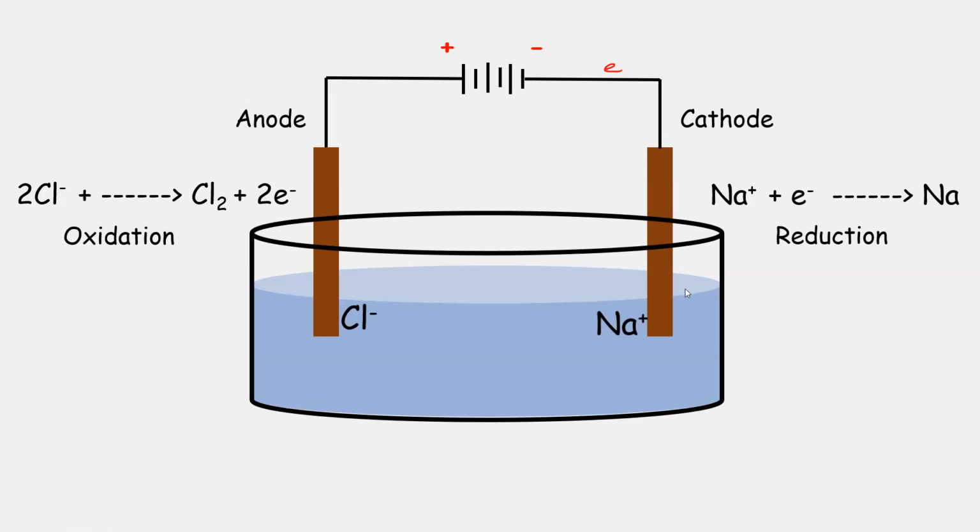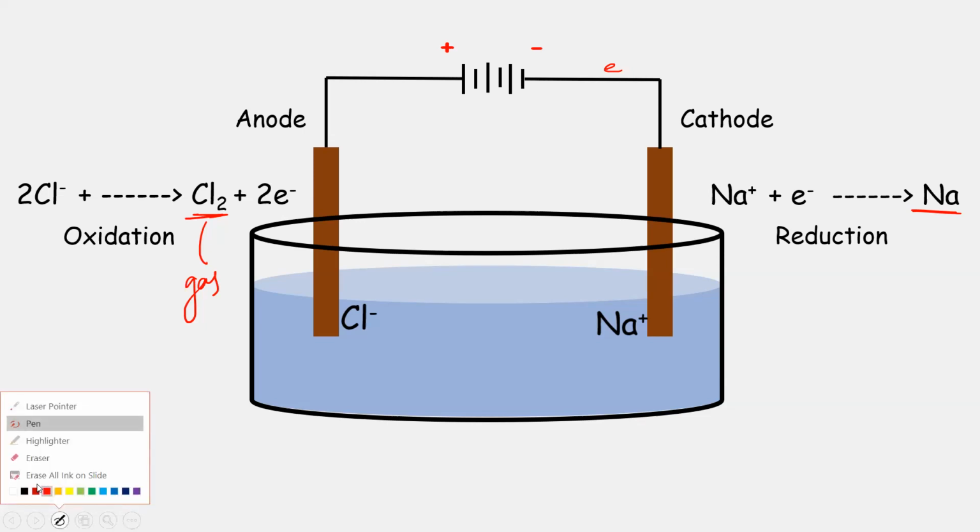So what are the products that will be formed if we have molten NaCl? We will have sodium at the cathode and chlorine gas. This will be gas. If chlorine is getting formed here, it will give out some gas bubbles like this, floating like this. Now sodium ion will be getting deposited here. So some extra sodium metal is getting deposited on this side.